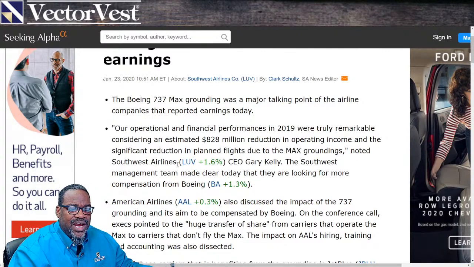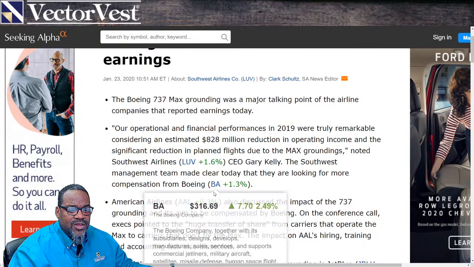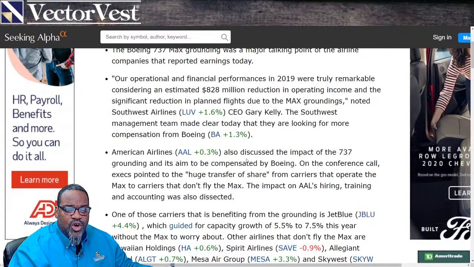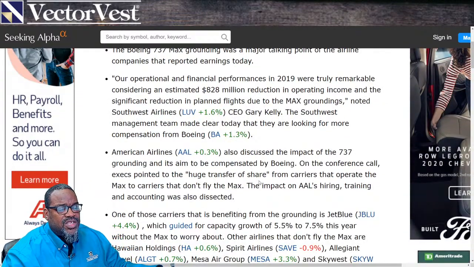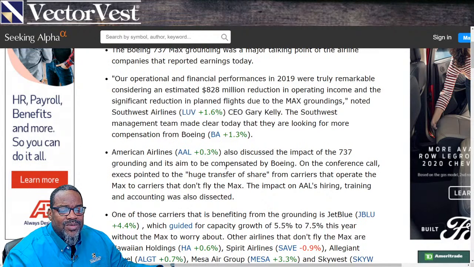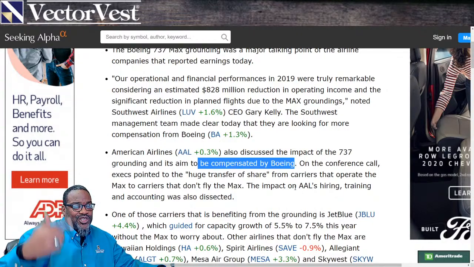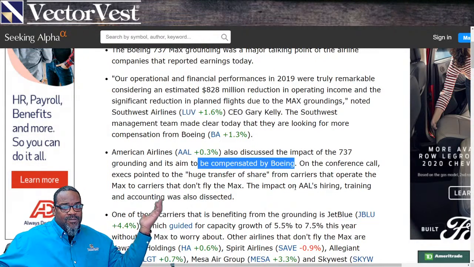But Southwest Airlines up today at 1.6%. And looking at Boeing is actually up 1.3%. American Airlines also discussed the impact of the 737 and its aim to be compensated. Whoa! That's big, to be compensated by Boeing. So American Airlines is going to start going after Boeing and say, yo, you hurting my business.